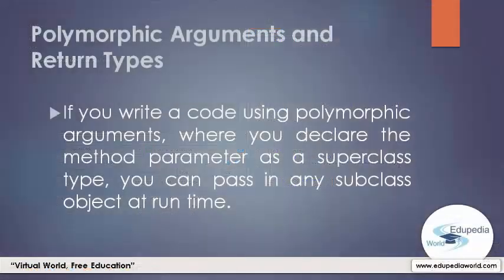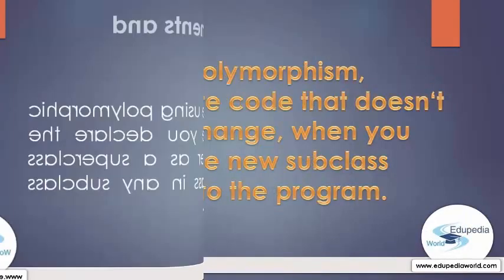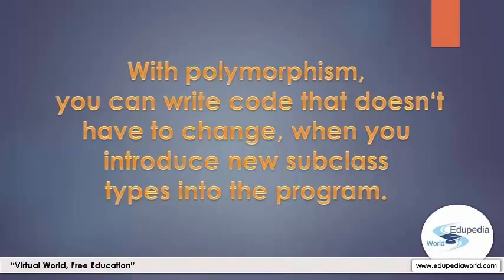Hope you got a perfect understanding of what polymorphic arguments and return types are. If you write code using polymorphic arguments, where you declare the method parameter as a superclass type, you can pass in any subclass object at runtime. With polymorphism, you can write code that doesn't have to change when you introduce new subclass types into your program.